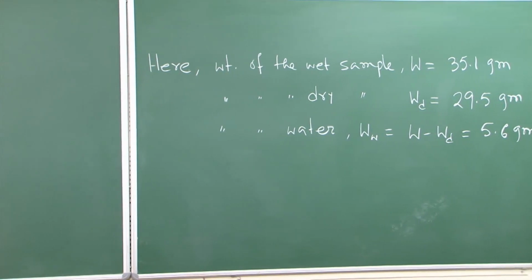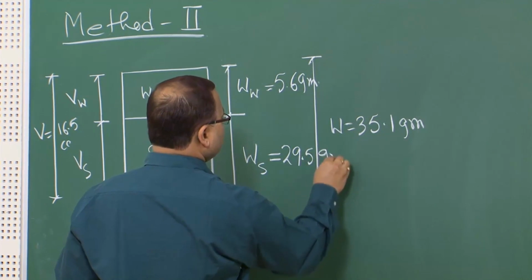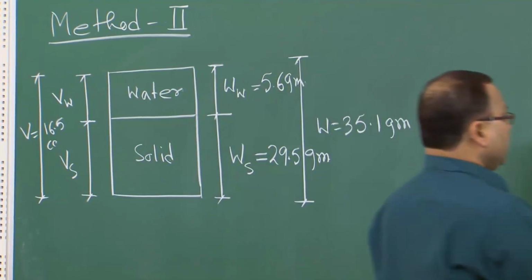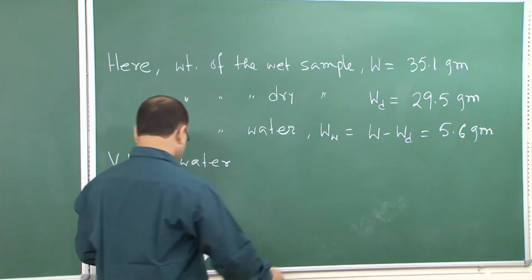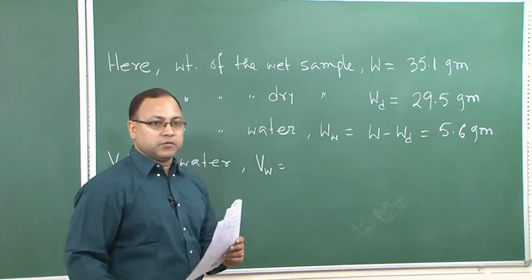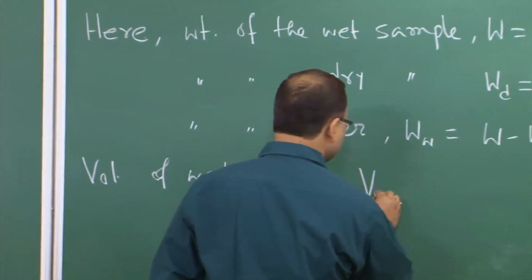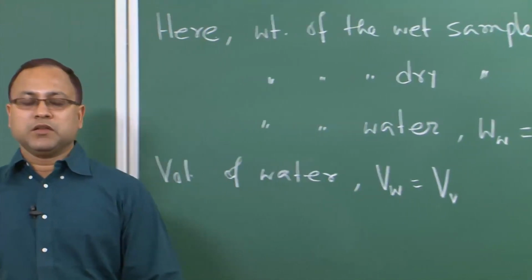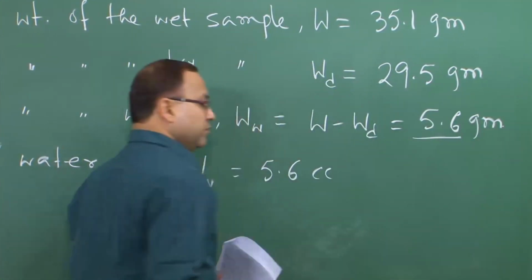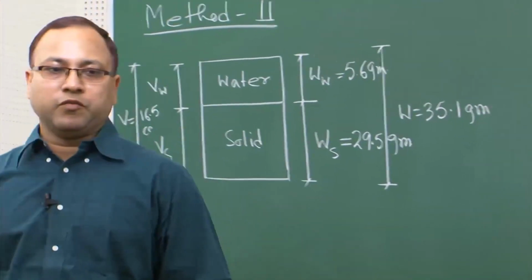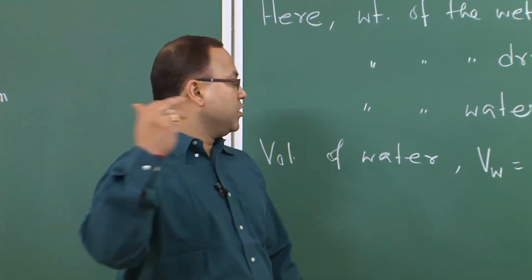Now you have got WW is 5.6 gram, and Ws is 29.5 gram. Now, what will be the volume of water which was present in the sample? The volume of water is nothing but your volume of voids. Because it is fully saturated, all void spaces were occupied by the water. So, Vw is equal to Vv, which is nothing but 5.6 cc, because if we consider the unit weight of water is 1 gram per cc, then Vw, equal to Vv, the volume of voids, is equal to 5.6 cc.